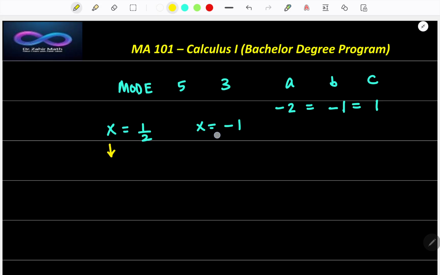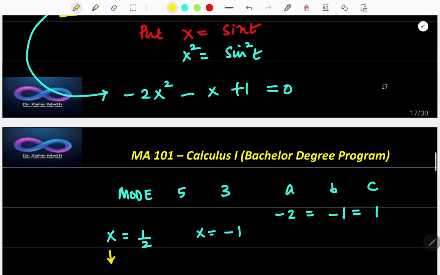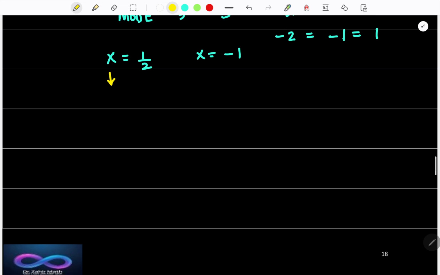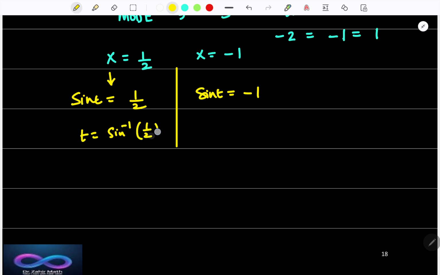No, no, no. You put x is equal to sine t. So you are going to find the t values. Then only we are going to the table. So sine t is equal to 1 over 2, and sine t is equal to negative 1. We want to find the t value. So t is equal to sine inverse 1 by 2. This sine I am taking to the other side. So t equals sine inverse minus 1, right?